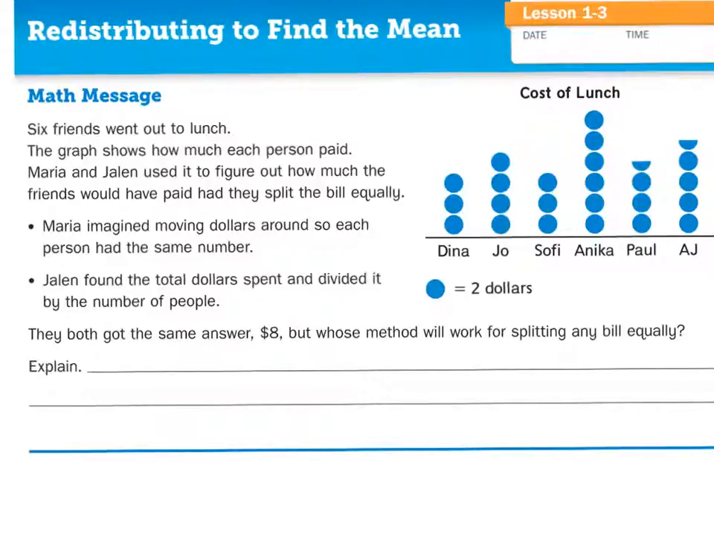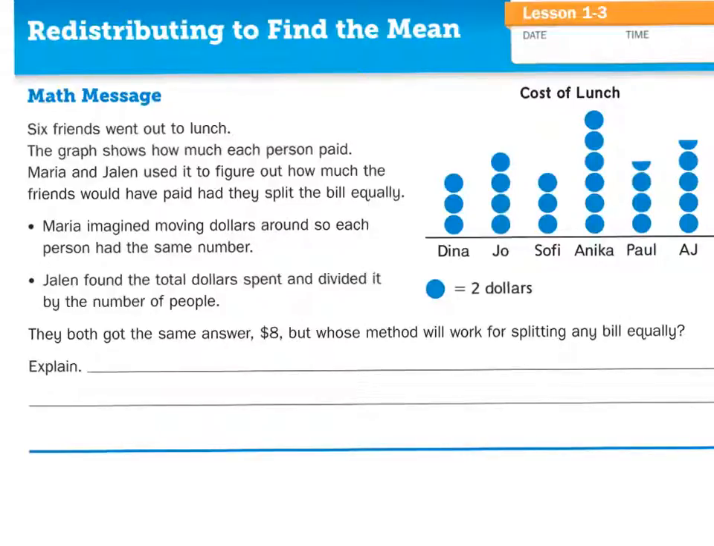So if we look at the 2, we know that if we take Maria's and just move things and shift them around so that everybody is equal, that will work out. If we look at Jalen's, find the total number and divide it by the number of people, they're both getting the same answer, so either they're both wrong or they're both right. But which one is going to be a little bit easier? I'm suggesting that it's going to be Jalen. And let's look at why.